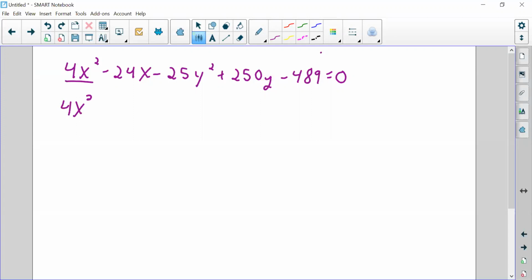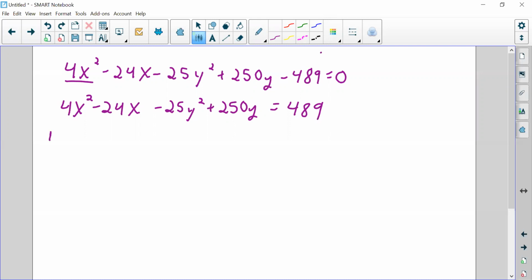So that's going to be 4x squared. I'm going to group that with the other x, so it's going to be minus 24x. Then I'm going to put my y's together, so it's negative 25y squared plus 250y. And then I'm going to set it equal to the constant. So move the constant to the other side of the equal sign. And then remember, to set up our blanks, we need the coefficient in front of the x squared to be 1, and the coefficient in front of the y squared to be 1.